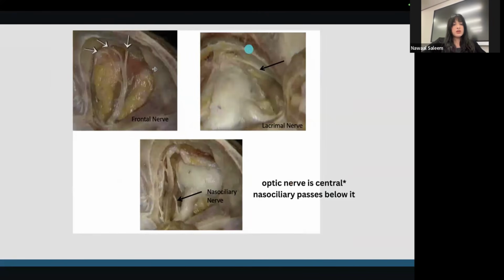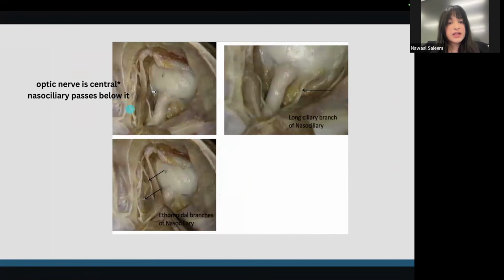Okay, so look. This is the frontal nerve. It passes above the eyeball. The lacrimal nerve is on the lateral wall, if you recall. And then the optic nerve is central. This is the big, massive thing, the optic nerve, and the nasociliary is passing below it. So this is the nasociliary. The optic nerve, again, is central, and the nasociliary is below it. And then you can see here that this is a long ciliary branch of the nasociliary. It goes directly into the eyeball. And these are the ethmoidal branches of the nasociliary, so over here it's going medially.